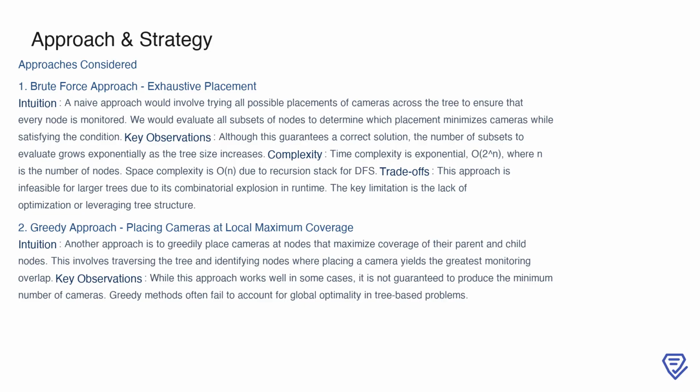Now, a second approach, the greedy method, attempts to address this inefficiency. The idea is to place cameras at nodes that provide local maximum coverage, meaning nodes where the camera can monitor the largest number of parent and child nodes. While this is faster and involves only a single traversal, it lacks the global perspective needed to guarantee the fewest cameras overall, as it focuses solely on local optimization. This makes the greedy approach unsuitable for this problem as well.